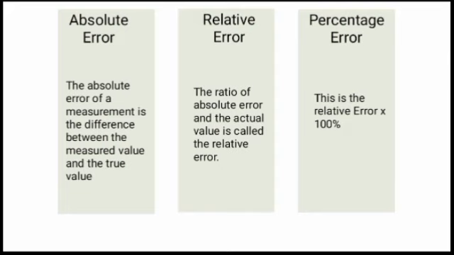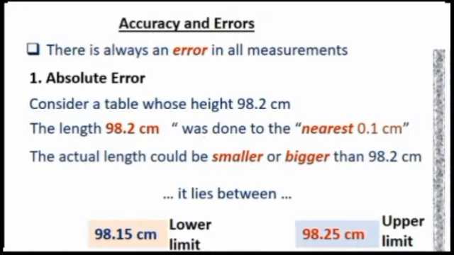Percentage error is simply the relative error times 100%. The percentage error indicates how big our errors are. Small percentage errors indicate that we are close to the accepted or original value. Let's move on to calculations.